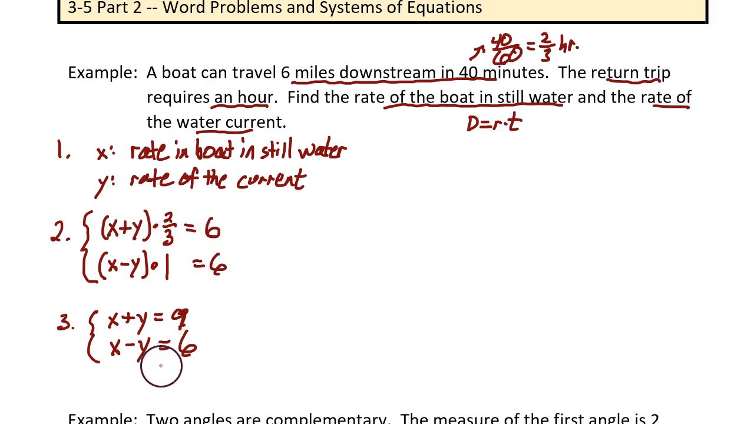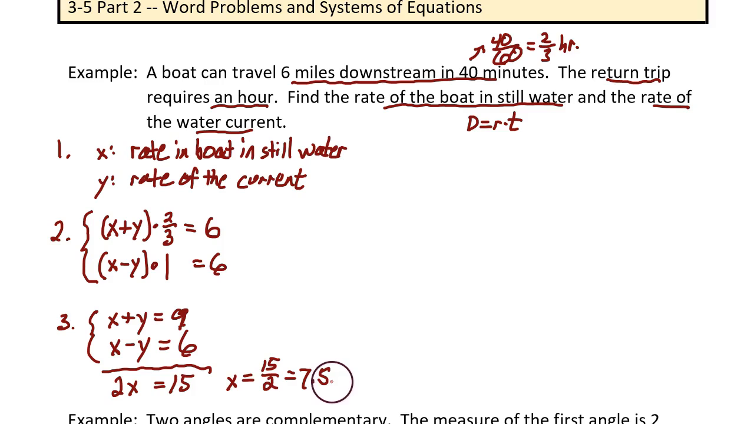Now let's solve the system using linear combination or substitution. I'm going to choose linear combination because the Y terms are already opposites of each other. We can combine the 2 equations together. X plus X is 2X equals 15. Dividing by 2, we get X equals 15 over 2, or 7.5. We have figured out the rate of the boat in still water.